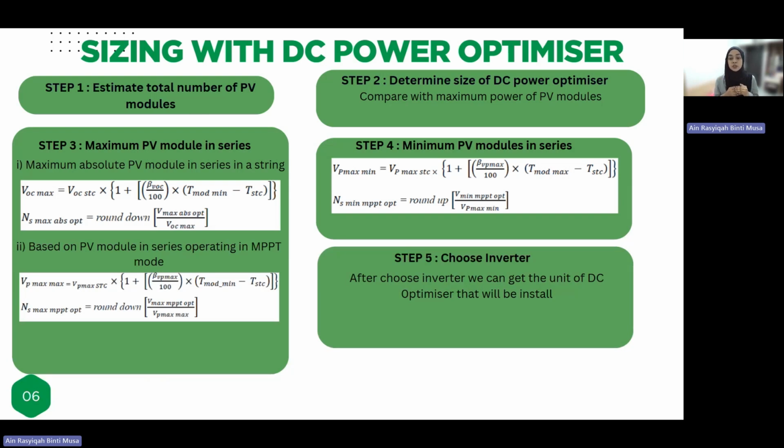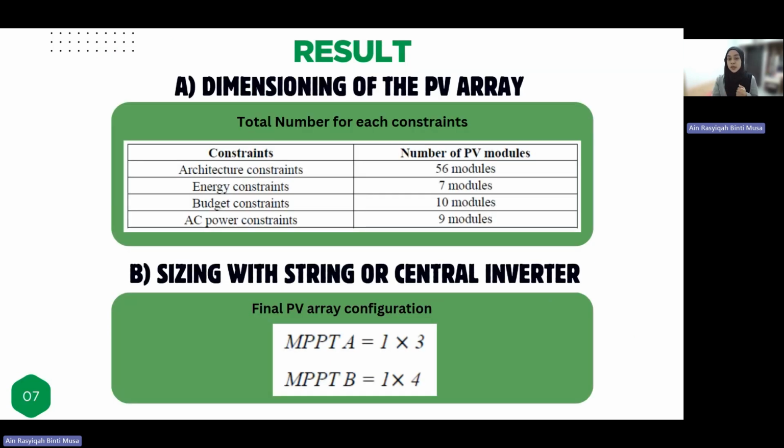And then step 5 is to choose the inverter. The result is a 3-step definition: the PV array, sizing the string or central inverter, and lastly sizing with the DC optimizer. For part 1, the total number of modules for each constraint, we have 4 constraints. The architecture constraint gives 56 modules. The energy constraint gives 7 modules. The budget constraint gives 10 modules. And the AC power constraint gives 9 modules.